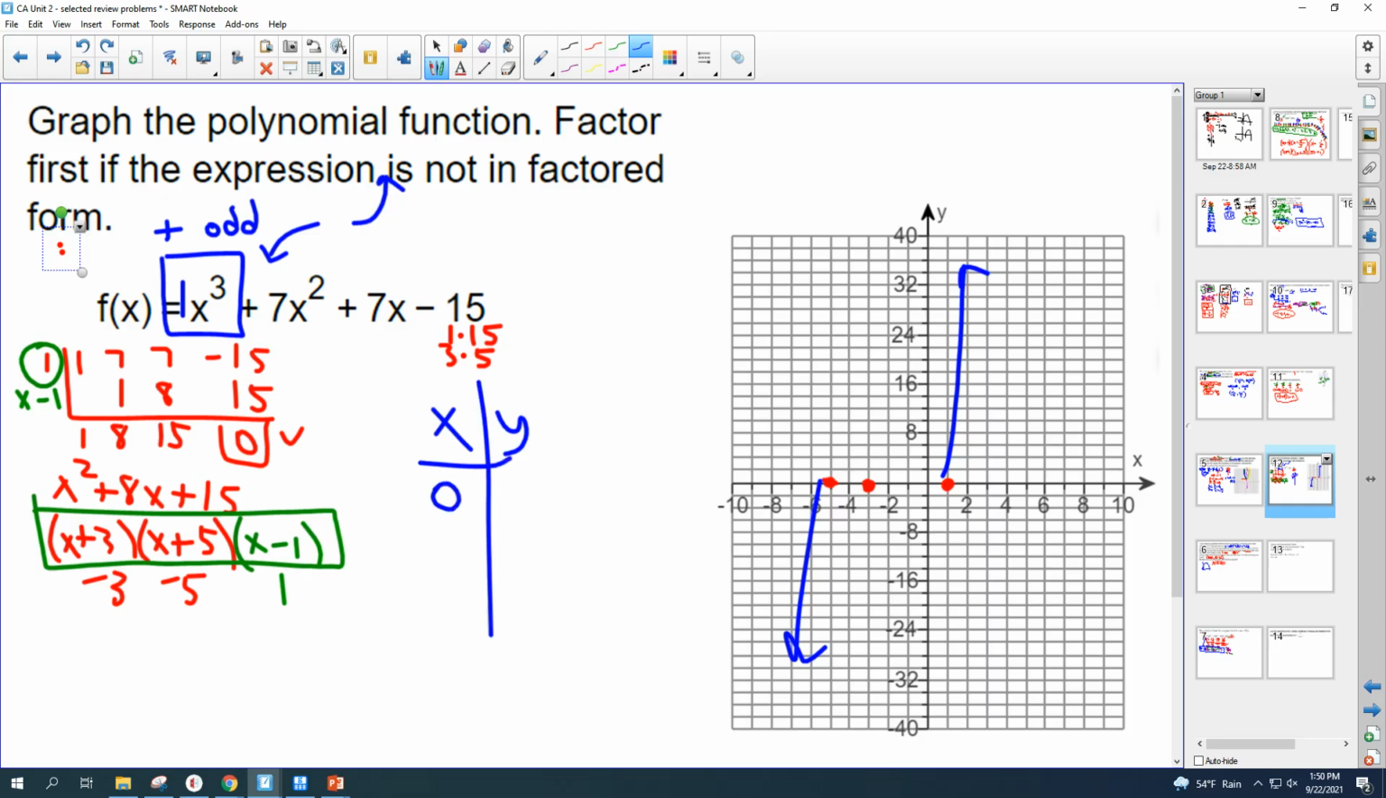A good number to plug in is something like 0, because when you plug in 0 into this function, everything falls out. You're left with -15. 0, -15. It's going to be probably right in here. Right? I might plug in a -4 just to try to see what happens. And oh, that looks like a tough one to do.